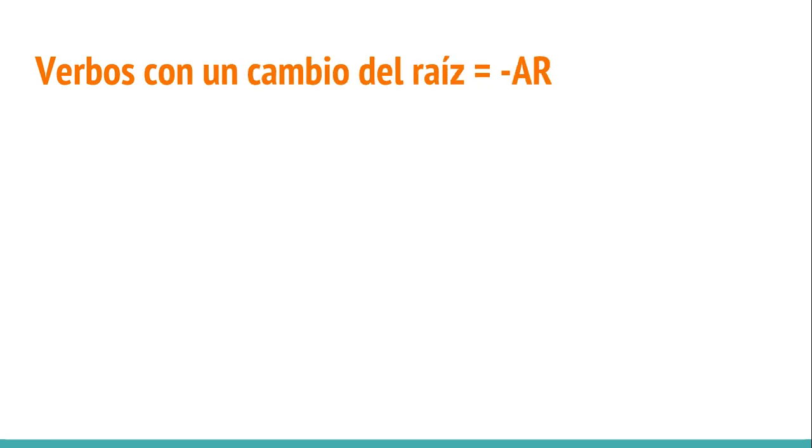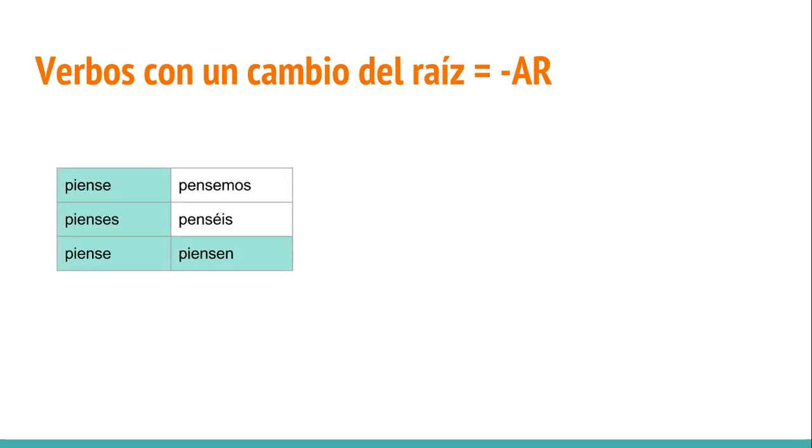Verbs that are stem changers will continue to stem change in the subjunctive tense, just as they did in the present tense. So verbs that end in AR and have a stem change in the present tense will continue to have a stem change in the same way, only in the boot in the subjunctive tense. So inside the boot, you have piense, pienses, piense, and piensen. Outside of the boot, you have pensemos and penséis.